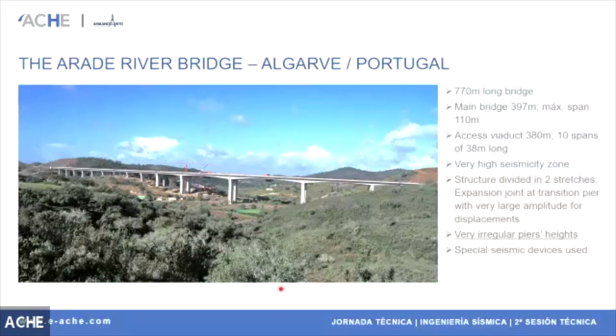Another bridge is also on the highway between Lisbon and Algarve. We had here a main bridge with higher piers and higher spans, and here we have this mountain in the middle of the viaduct, which is the worst thing that you can have in a bridge when you are in a seismic zone. So these piers with irregular heights just induce big forces on these piers.